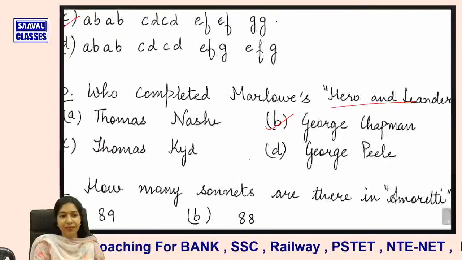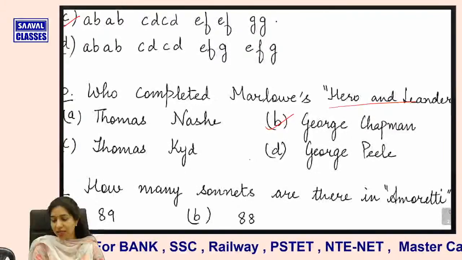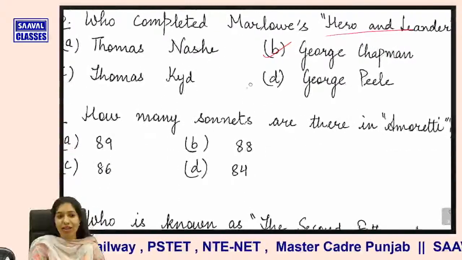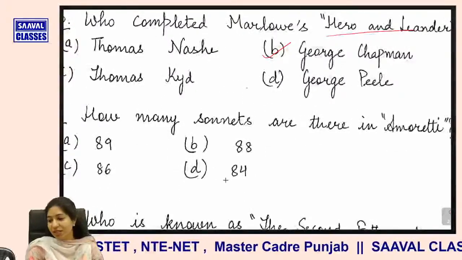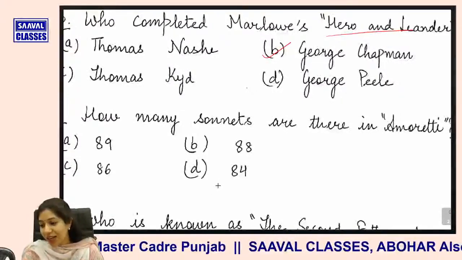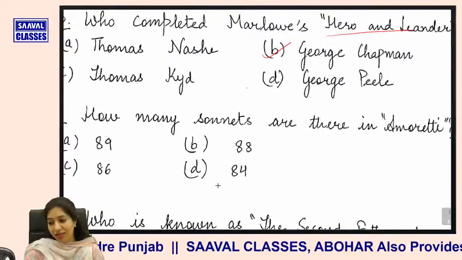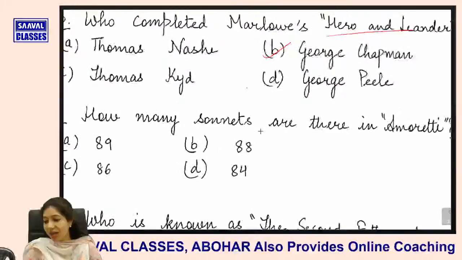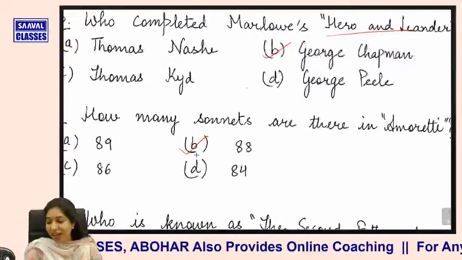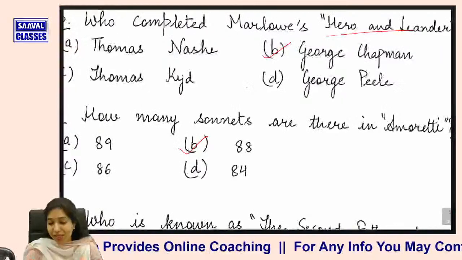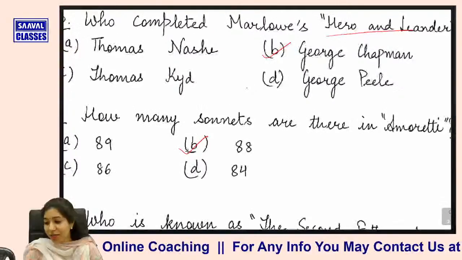Then the next question is, how many sonnets are there in Amoretti? Arzu, you are again giving the wrong answer. How many sonnets are there in Amoretti? 88. You are not going to commit this mistake. I have corrected you many times.